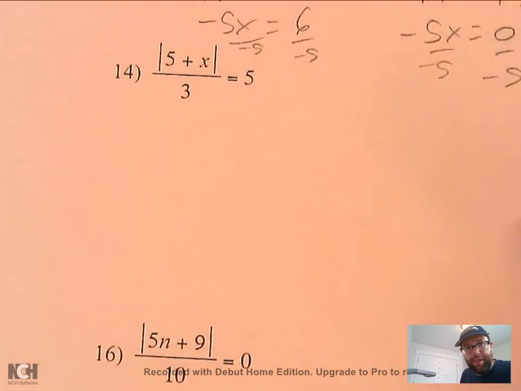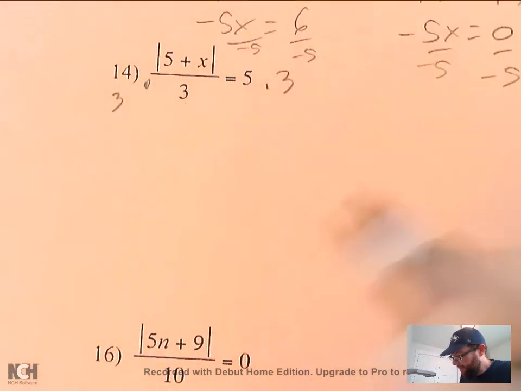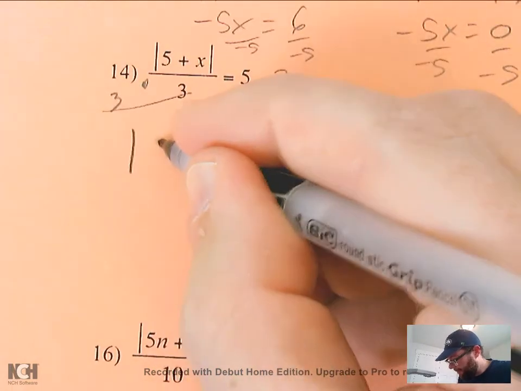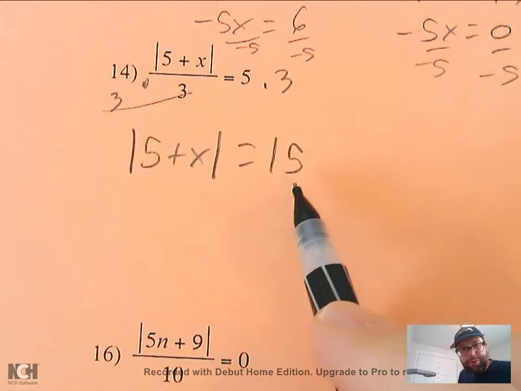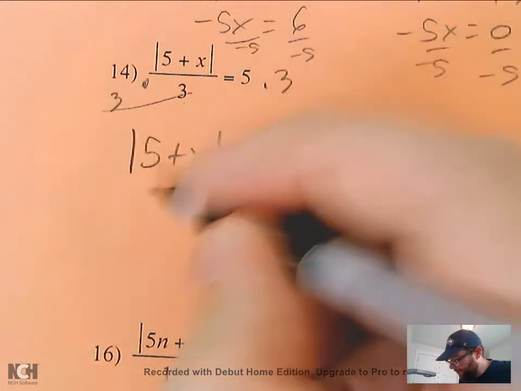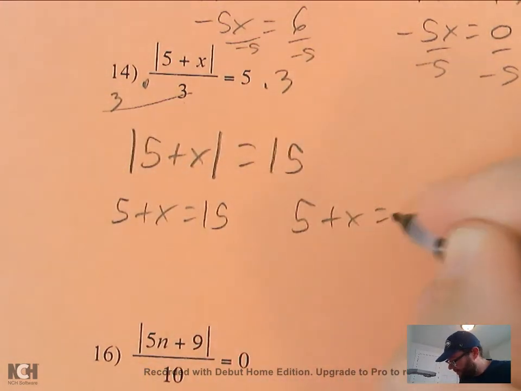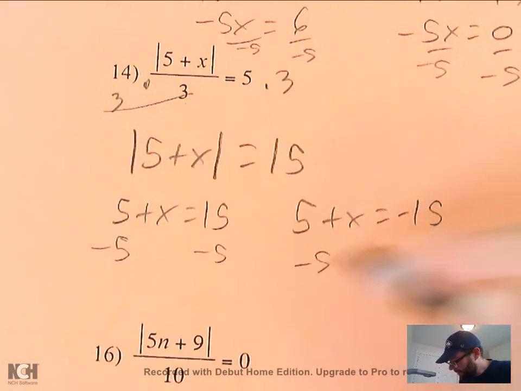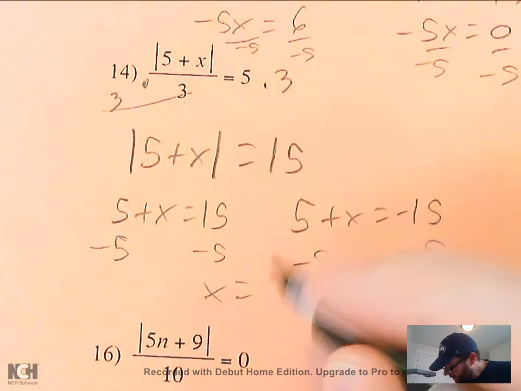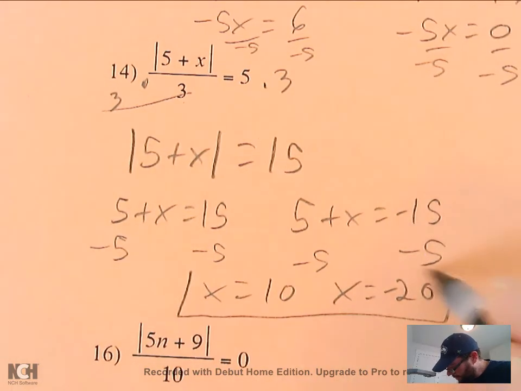Okay. The next one is dividing by 3. So I'm going to multiply both sides by 3. So it cancels out here, leaving absolute value of 5 plus x is equal to 15. It's equal to a positive number, so I have to split it into 2. So 5 plus x could equal positive 15. 5 plus x could equal negative 15. And then it's just a one-stepper. I would just minus the 5. And x could equal 10, or x could equal negative 20. And that would be your 2 answers.